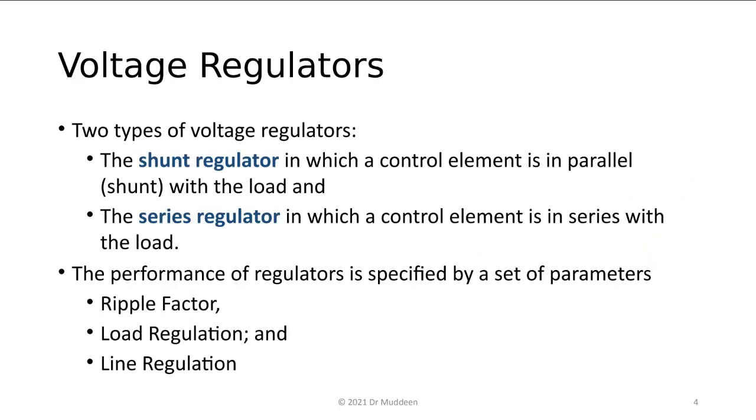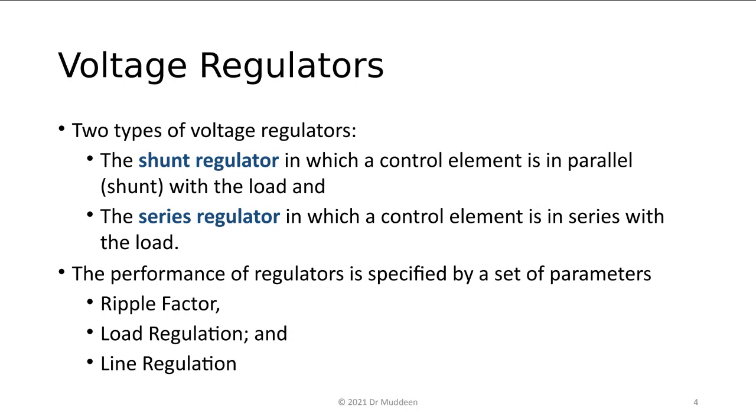So there are 2 ways we can regulate the unregulated supply that we discussed before. One is by using a shunt regulator, and this is where the control element is in parallel with the load. Another electrical expression for being in parallel is shunting. So it's a parallel element. And then the other one is the series regulator, where the control element is in series with the load.